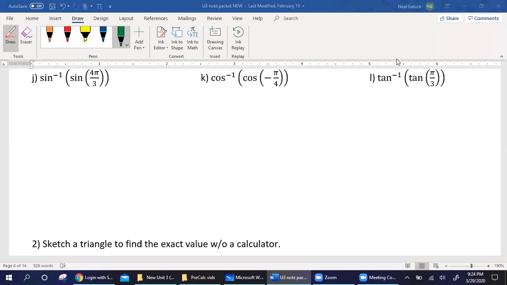Pre-calculus, this is the second video for 4.7 notes. On these next three problems, we have two trig functions, an inverse and a regular.